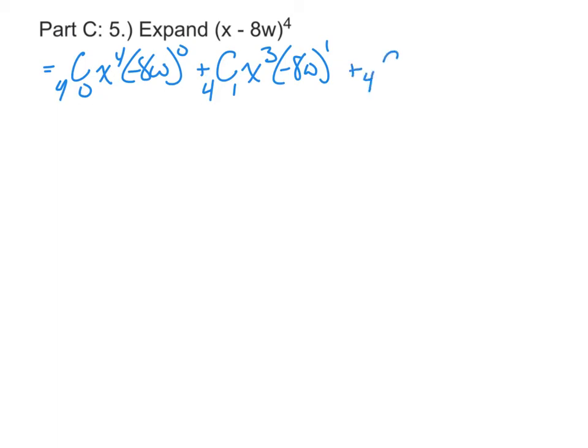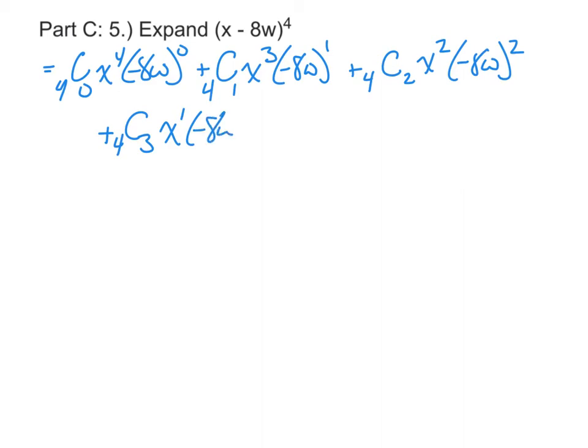Next term, 4 choose 2. The power of x will go down by 1, and this negative 8w will go up by 1. 4 choose 3. x will go down by 1, negative 8w will go up by 1. The last one will be 4 choose 4. x will go down by 1, and negative 8w will go up by 1.